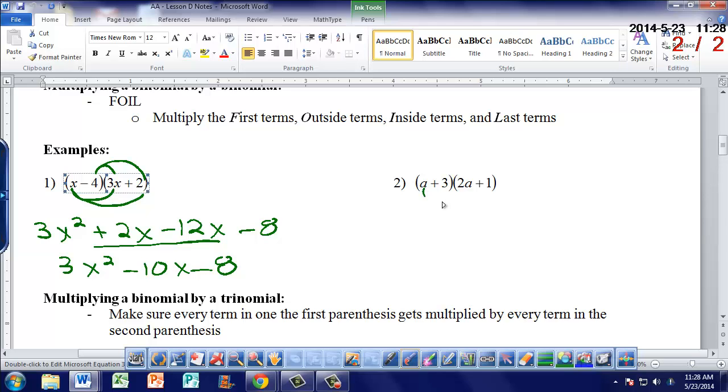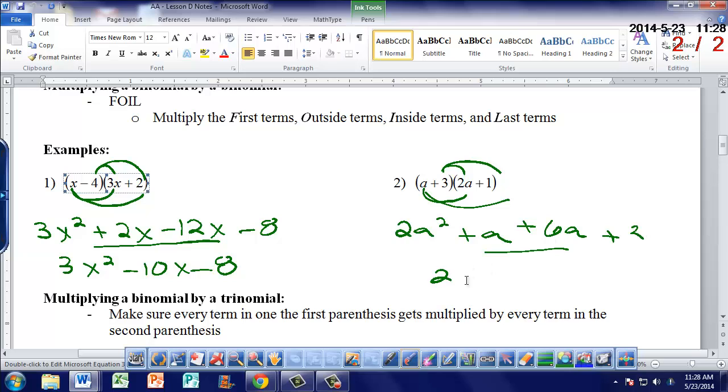Okay, this one, same thing. A times 2a is 2a squared. A times 1 is a. 3 times 2a is 6a. And then 3 times 1 is 3. We get 2a squared plus 7a plus 3. That's it.